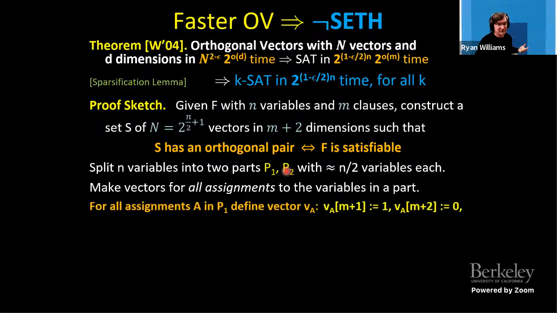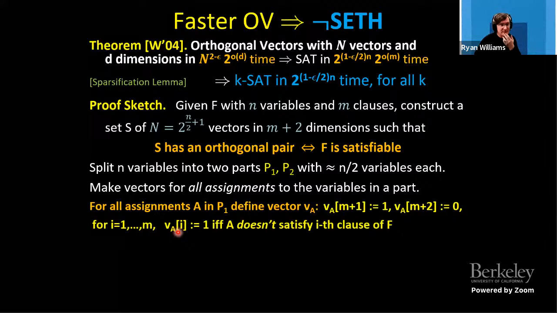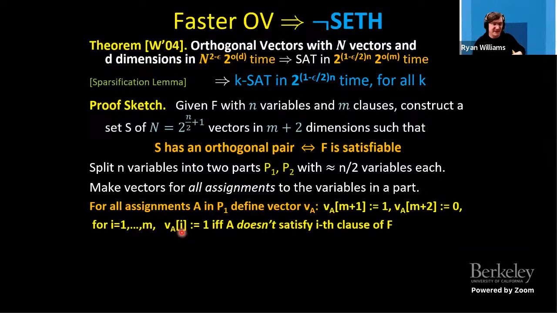For all assignments A to P1, we make a vector V sub A, which has in the (m plus 1) component 1, and the (m plus 2) component 0, okay? And for all other components, i from 1 through m, the ith component is 1 if and only if the assignment A doesn't satisfy the ith clause of the formula, okay?